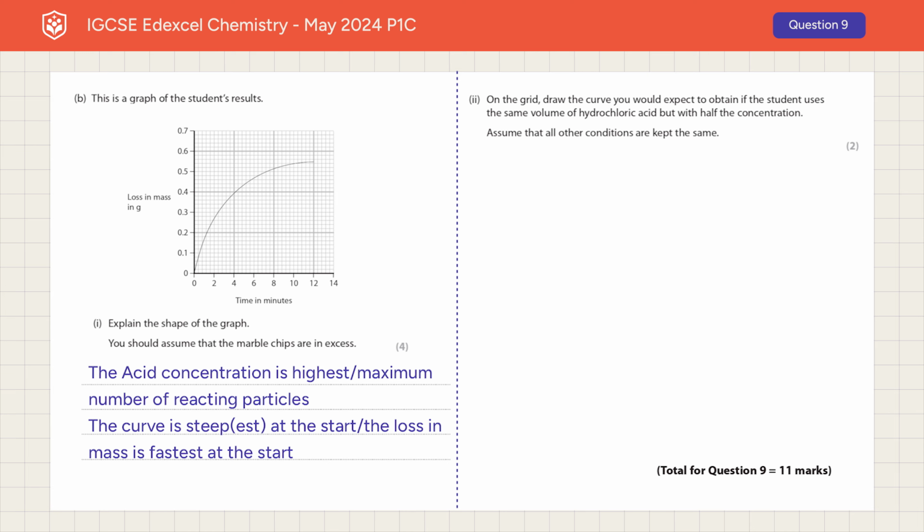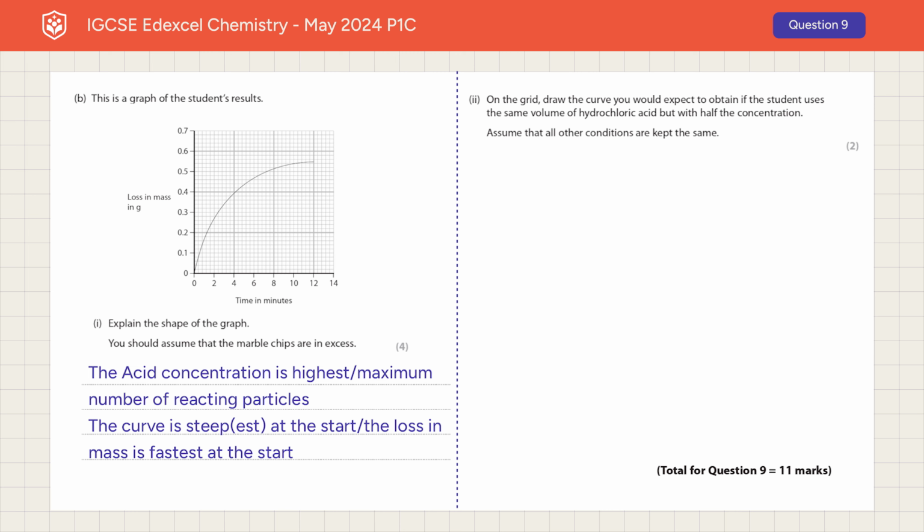As the reaction proceeds, the acid is being used up. Its concentration decreases. Fewer acid particles mean fewer successful collisions per second. The rate of reaction slows down. The slope of the graph becomes less steep. The graph eventually becomes horizontal. This means no more mass is being lost. The reaction has finished. Why?